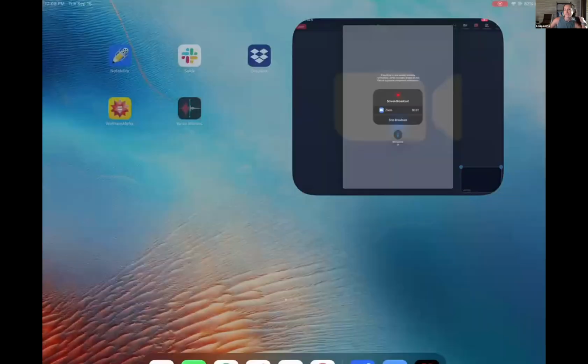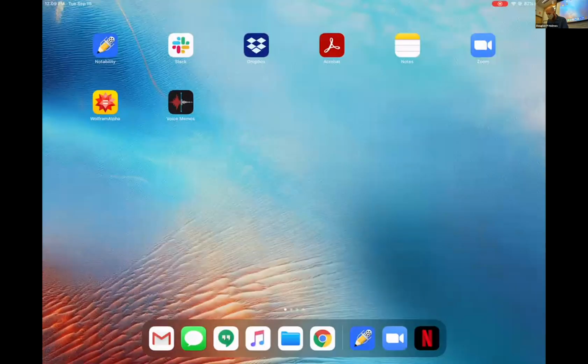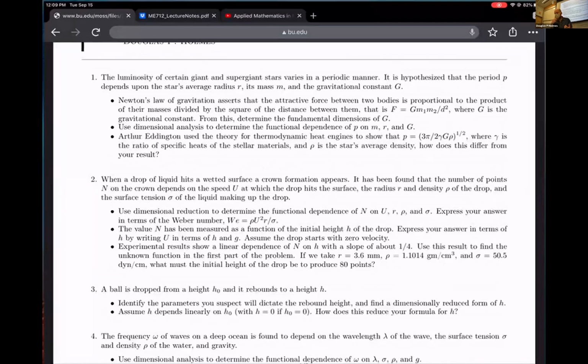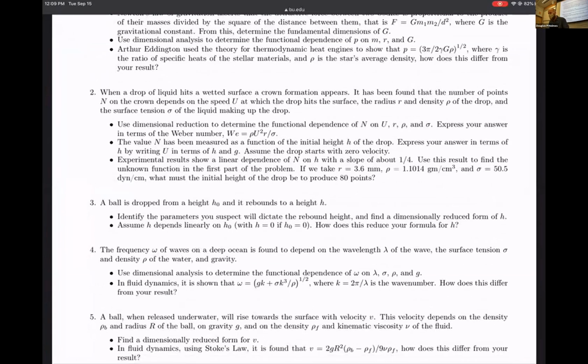I can do 3. Okay, excellent. I'm just going to quickly show it and then I'll hand off the screen. So number 3 is: a ball is dropped from a height of h naught. It rebounds to a height of h. What do you think matters? And assuming some functional dependence of h on h naught, how does this reduce your formula for the rebound height?